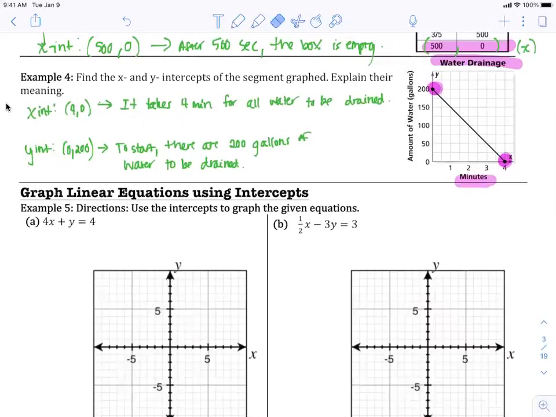At the beginning, though, if I look at my y-intercept, this represents what's happening at the start. Here, no time has passed because I'm not moving right at all. So before we start actually draining whatever this is, maybe it's a tub, I don't know, all I know is that there's about 200 gallons of water to be drained. So if that's the case, this looks more like a pool. Most people's bathtubs don't hold 200 gallons. But either way, the y-intercept represents at the start how much water has to be drained, okay?